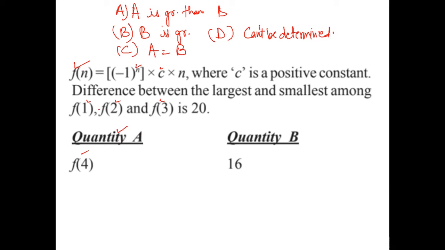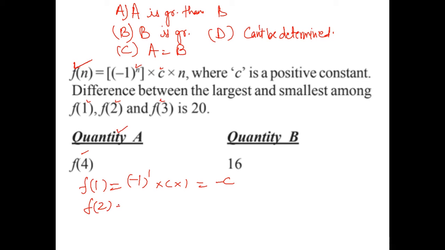Since the question talks about f1, f2, f3, let's find out what these values would be. f1 would be equal to, in this function, let's put n equal to 1 and see what we get. Minus 1 power 1 into c into 1. So minus 1 power 1 is minus 1, into c is minus c.